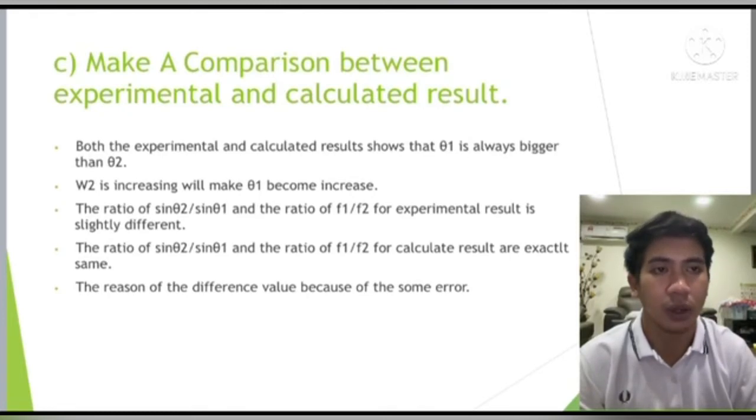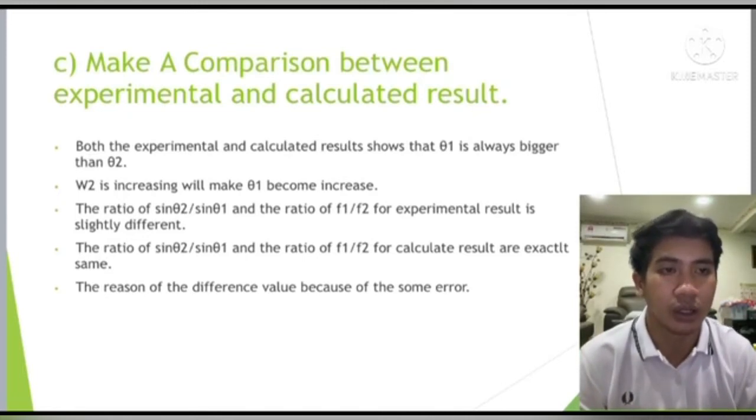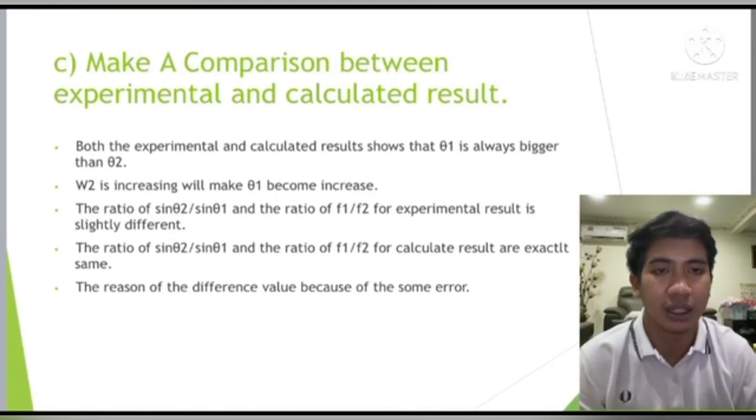For the difference between experimental and calculated results, the ratio of sin theta 2 divided by sin theta 1 and the ratio of F1 divided by F2 are slightly different for the experimental result, whereas the ratio of sin theta 2 divided by sin theta 1 and the ratio of F1 divided by F2 for the calculated result are exactly the same.